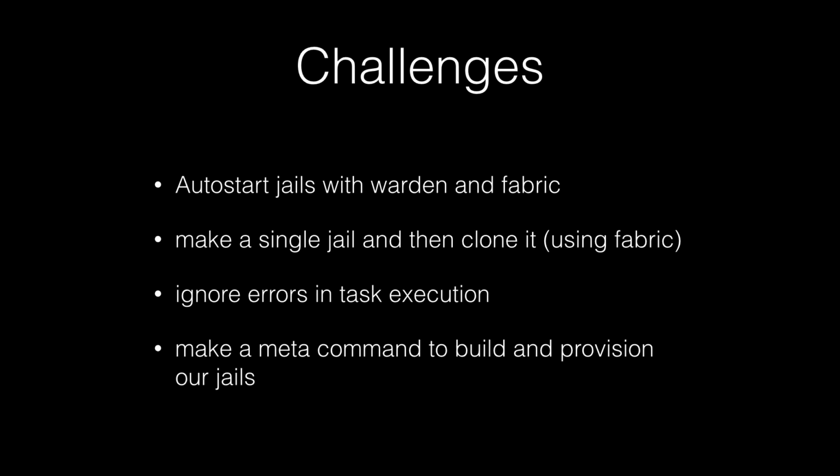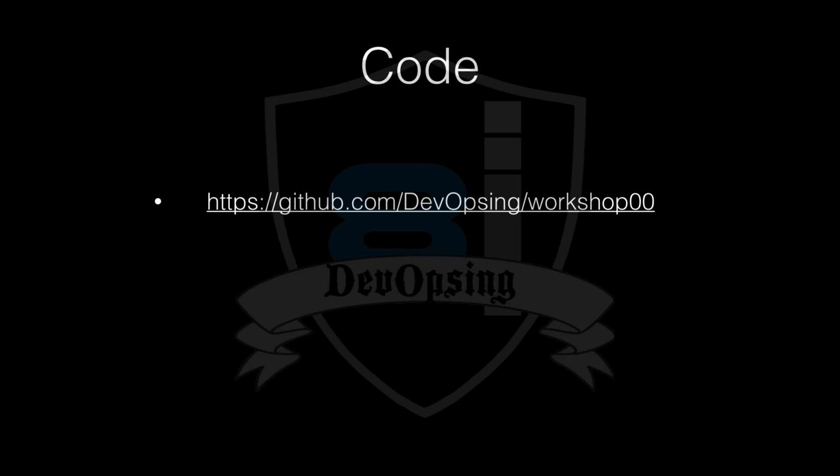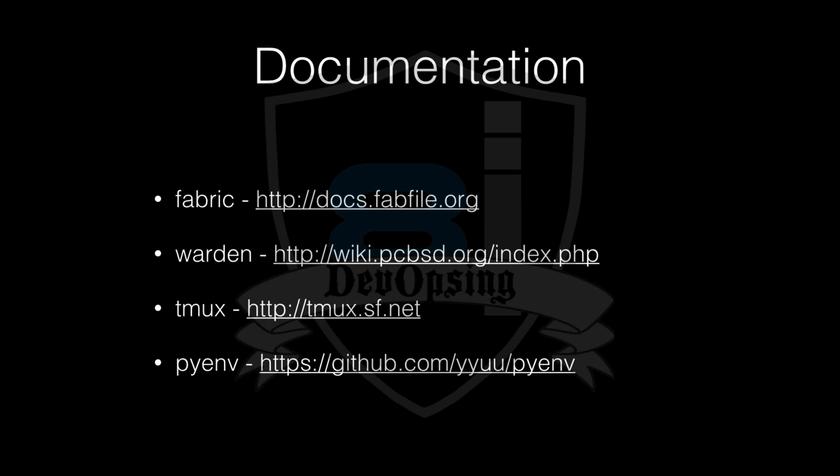The code for everything is available on GitHub. There's the URL. If there are any corrections or updates, they will find their way into that repository. If you were trying to follow along and couldn't type something, don't worry about it. All of the code is there. You can just go there, grab it, and run the commands. Documentation for key pieces that we talked about today is available at these resources.